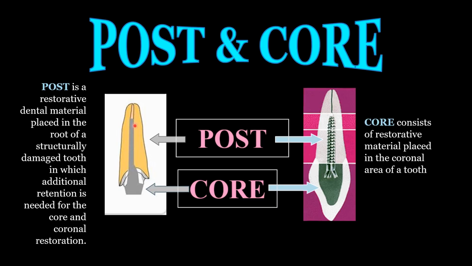The post in the root retains the core, and the core, along with the remaining coronal tooth structure, retains the crown. The cement or the luting agent will join all the components.